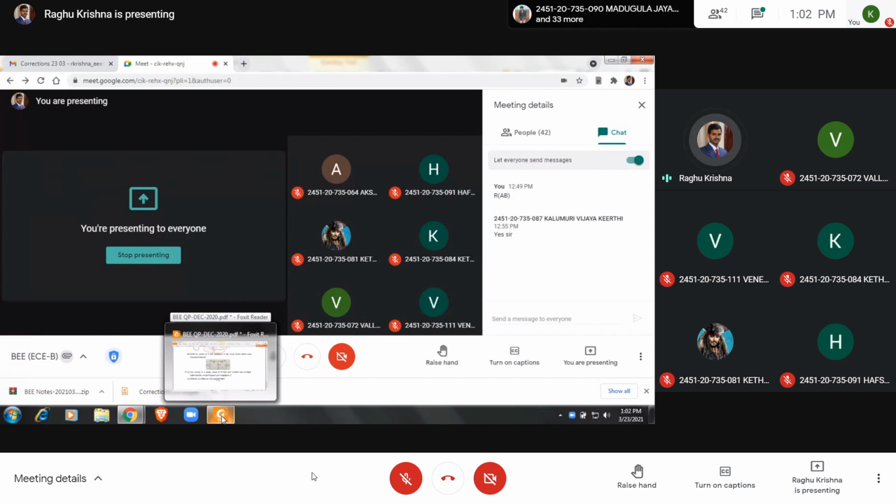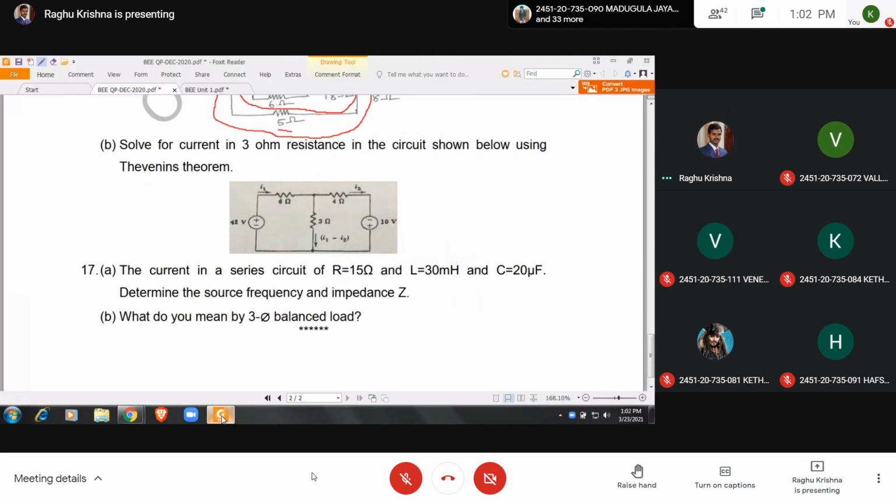Now shall I revise unit 3? Before going to unit 3, are you able to see the notes? Are you facing any problem with the notes? The notes can be easily opened on a mobile phone or internet, but if you download them, you can open them in Foxit Reader. Please tell me, are you facing any problem with the notes?